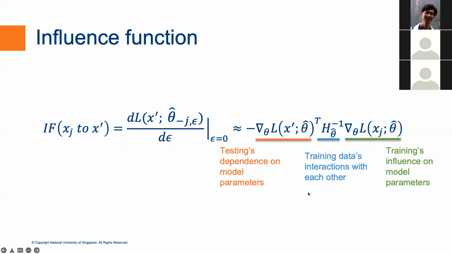Can you explain a bit in an intuitive way why the interaction between the training data matters for this influence function? For example, you have some duplicate data inside your training set. If you remove one copy of the duplicate, that doesn't really affect your model, since the other copy still exists. So we need to model this kind of data interaction.